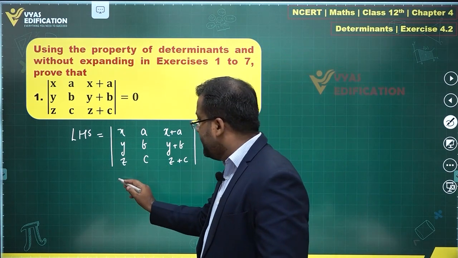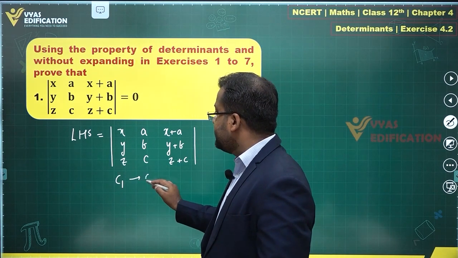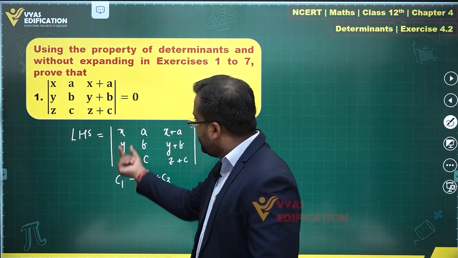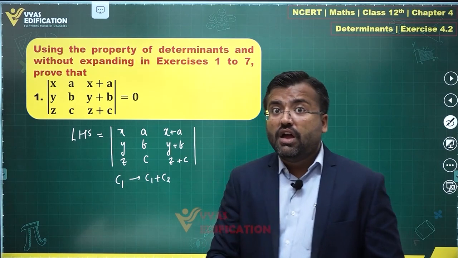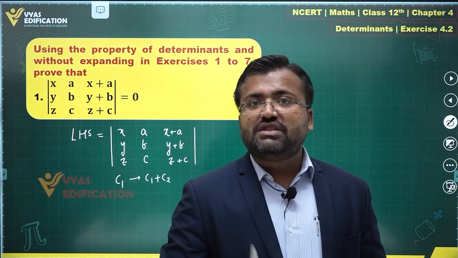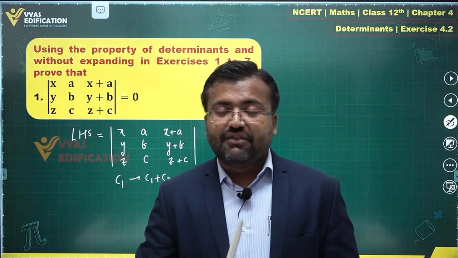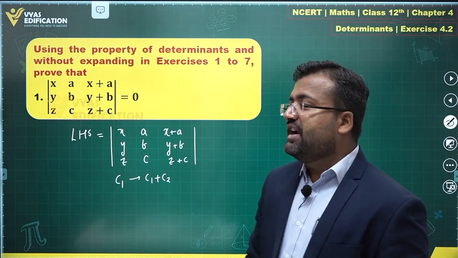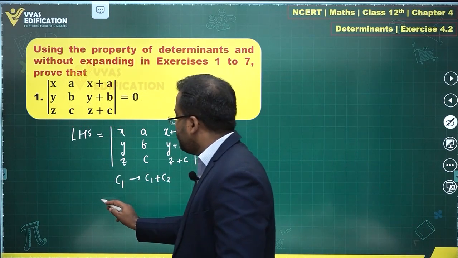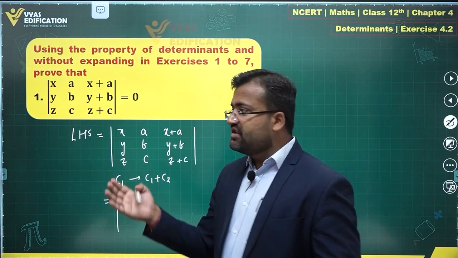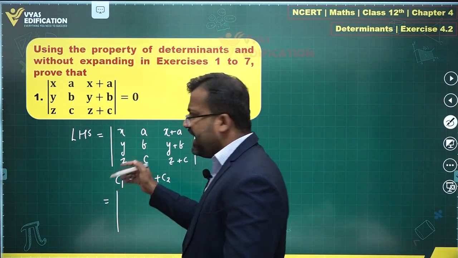If I think of replacing C1 by C1 plus C2, what will that give us? This will make this particular column the same as this column. And if two columns or two rows are exactly the same, then the value of determinant is 0, and on the basis of this we can prove this. So C1 is replaced by C1 plus C2. This is an operation which we are performing, and the value of determinant will remain the same.